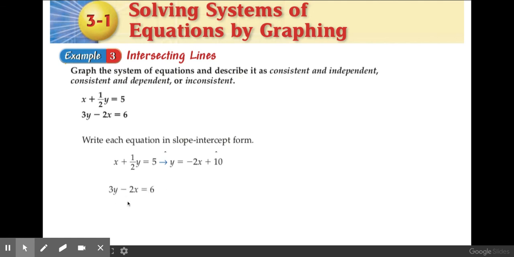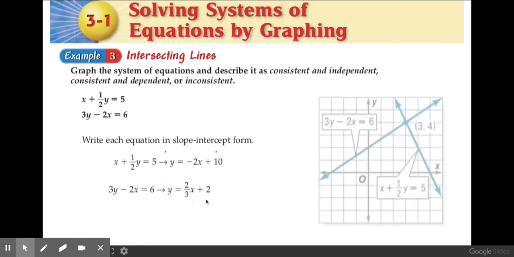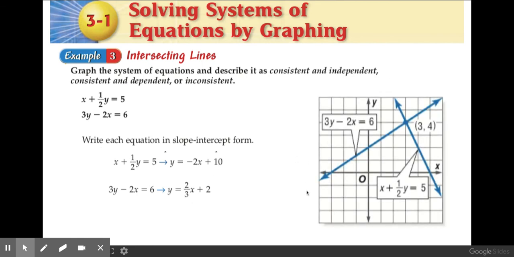And let's take the second equation. Again, solving for y, I'm going to add 2x to both sides and then divide by 3, which gives me y equals 2/3 x plus 2. So now that I have my two equations in slope-intercept form, it makes it very easy to graph. Slope, y-intercept, slope, y-intercept. If I put them on a graph, they would look like this. This line right here, with a slope of negative 2 and a y-intercept of 10, makes this line. And this one right here, with a y-intercept of 2 and a slope of 2/3, rise 2, run 3, would make this line.